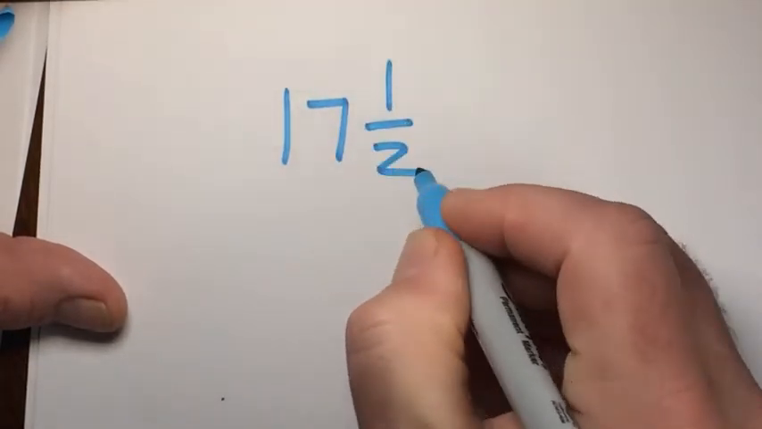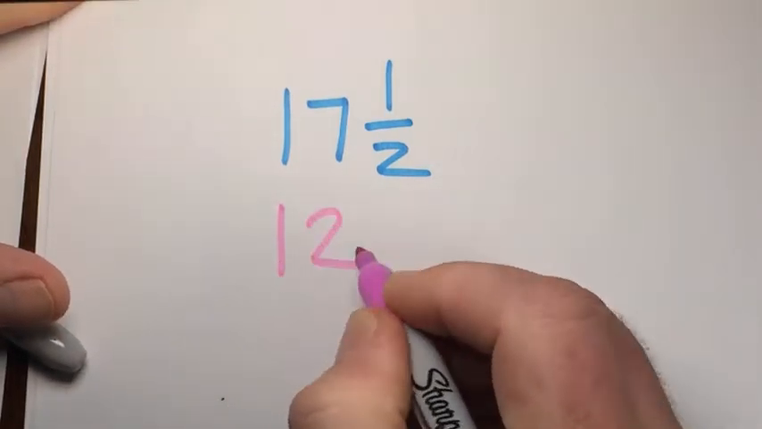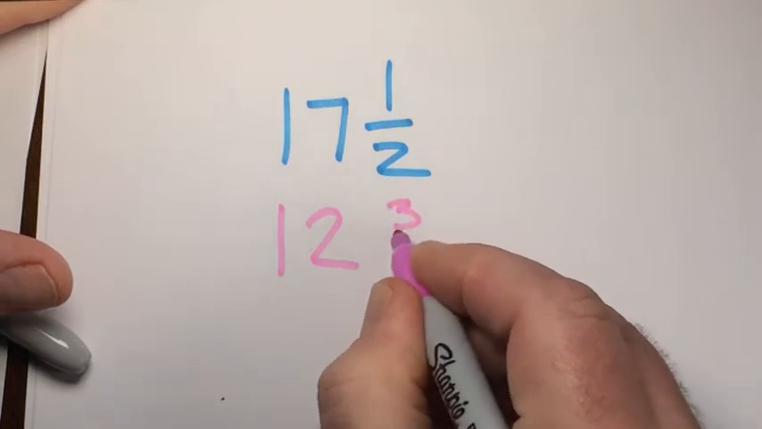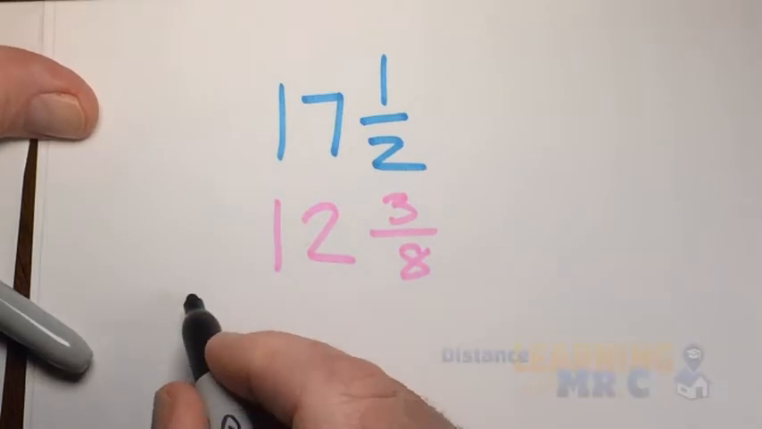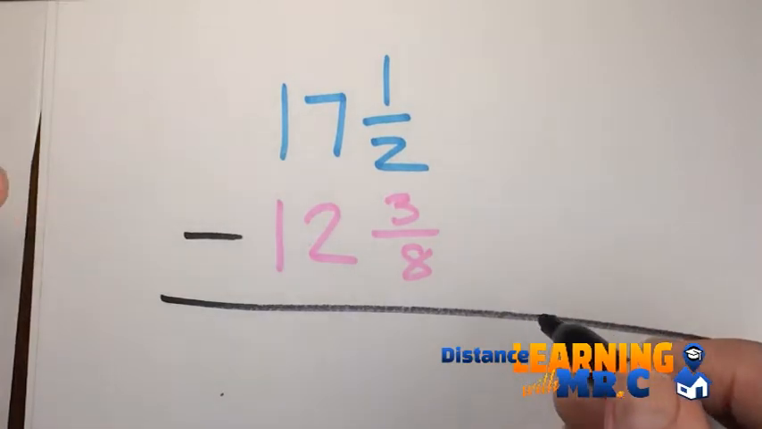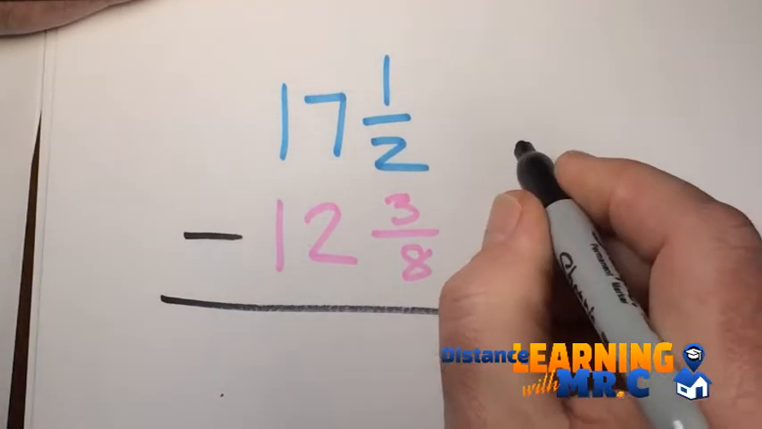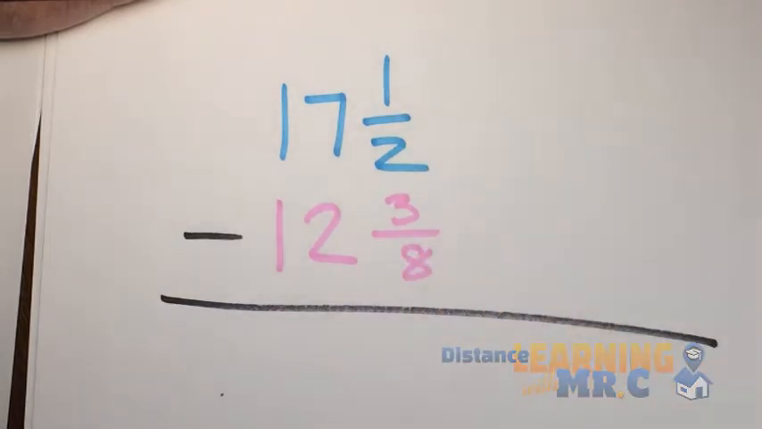So, all right, 17 and a half, and I'll take away 12 and 3/8. Okay, we can see that we have a problem in that we don't have the same denominators. We kind of call it using the same language. So they speak a different language, and luckily we can make them speak a similar language.